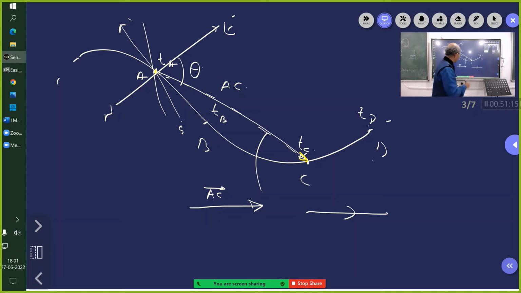AC bar. Or sometimes it is simply written as AC like this. But usually you should write a bar, AC bar. So what is AC bar? AC bar is having two things: one is magnitude and the other is direction.